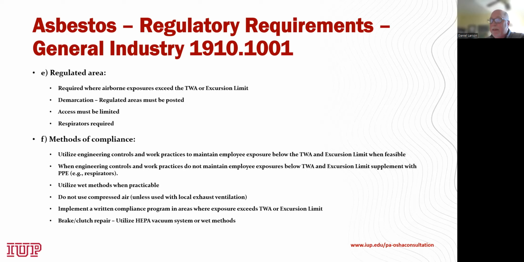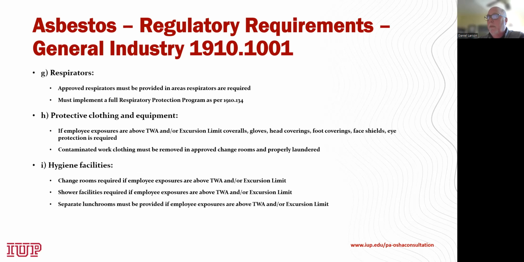Employers where asbestos is present have to implement a written compliance plan for the general industry standard. If you have exposures that exceed the time-weighted average or excursion limit, and if you're doing brake and clutch repair, you have to utilize HEPA vacuum systems or wet methods to help control employee exposures.